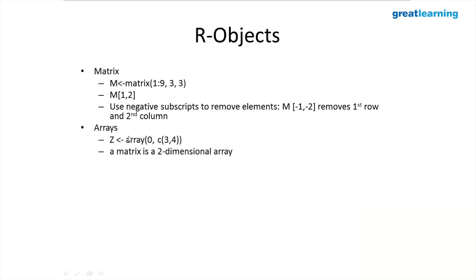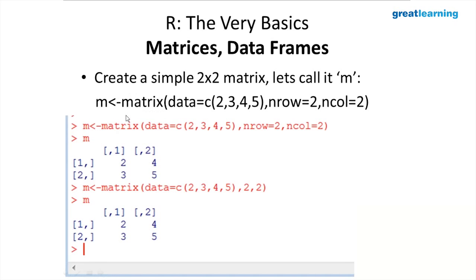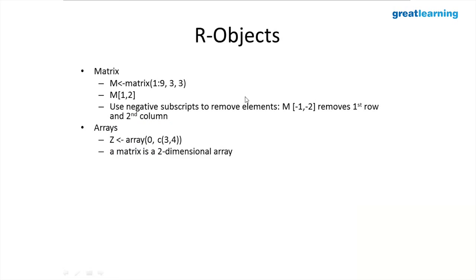Let's assume I want to remove elements from the matrix. I will use negative subscripts for that. So M, -1, -2. I will use the minus sign to negate things. So over here, what will happen? It will remove the first row and second column. The whole first row will be gone and the second column will be gone. We'll see the demonstration later.